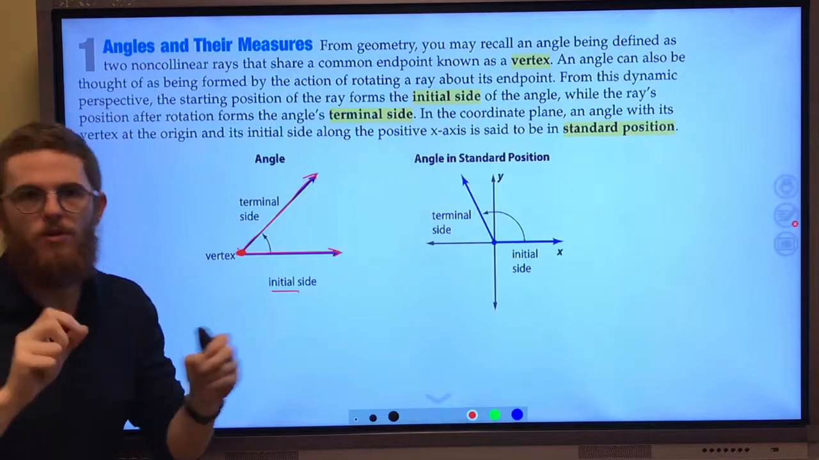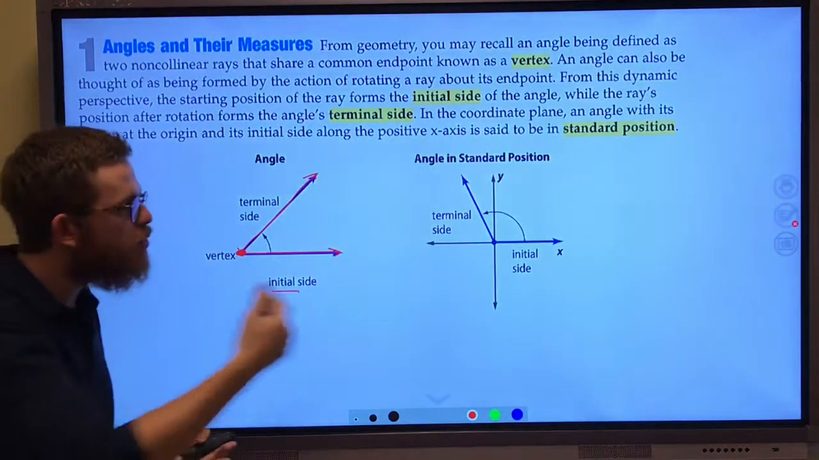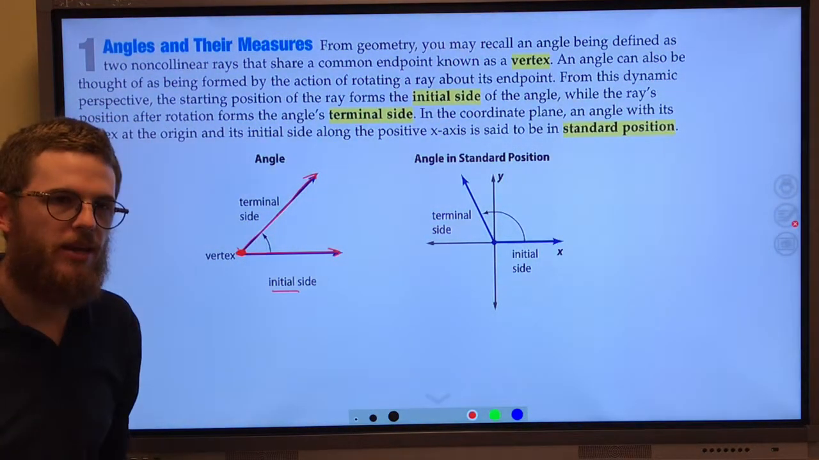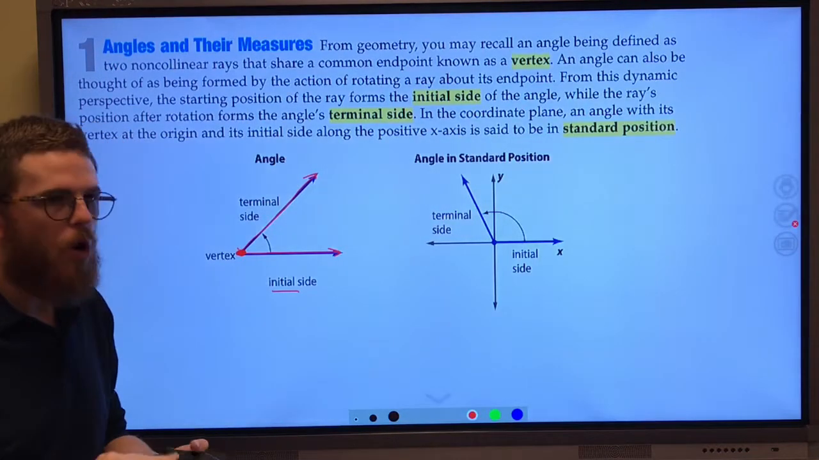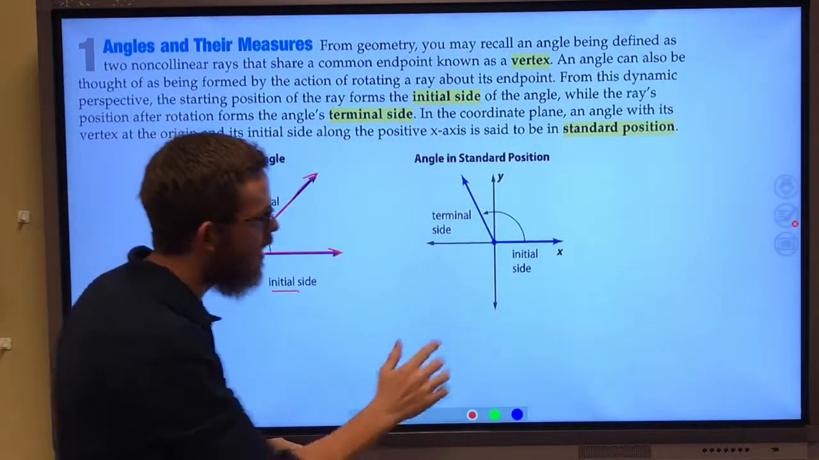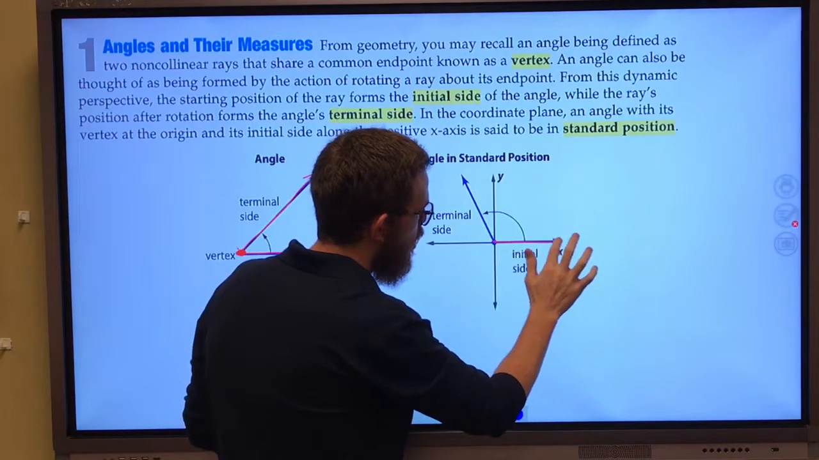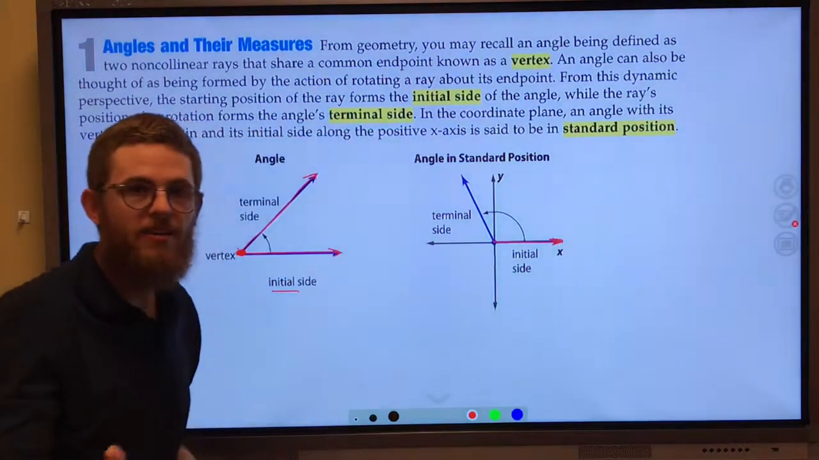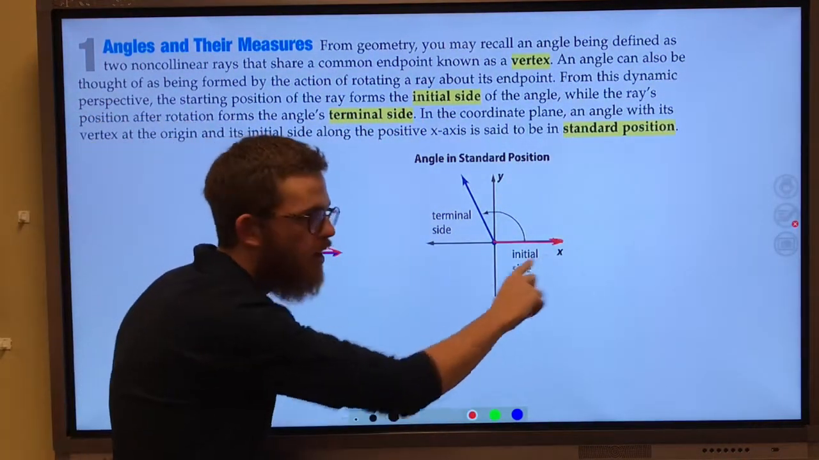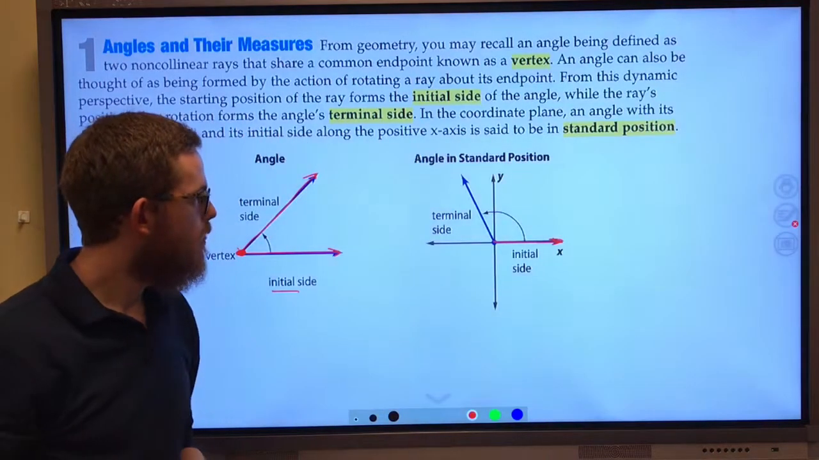An angle in standard position, well, this is when we're looking at a coordinate plane. An angle in standard position will always have the initial side along the x-axis on the positive values.